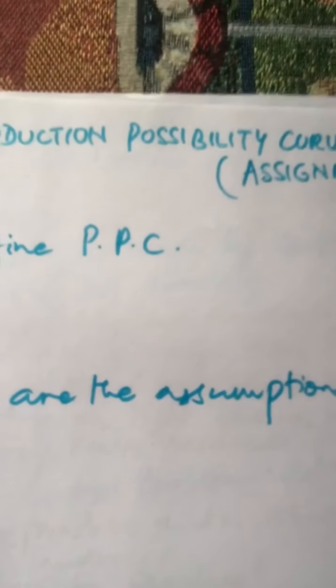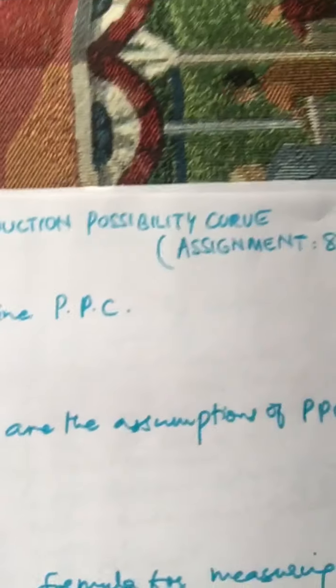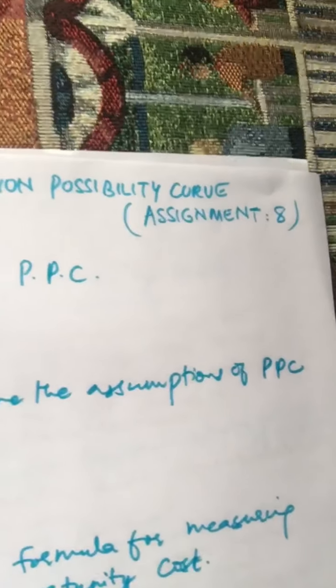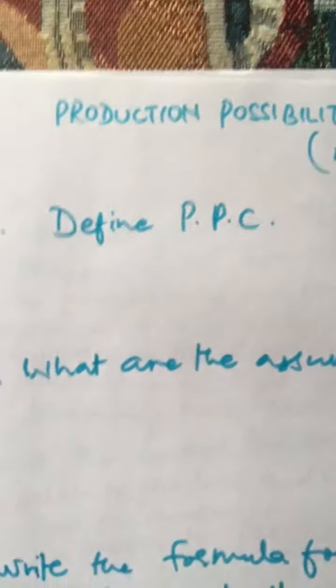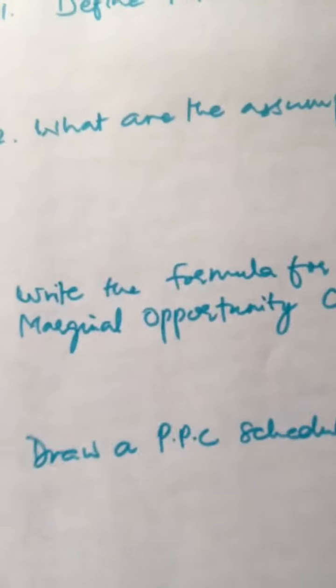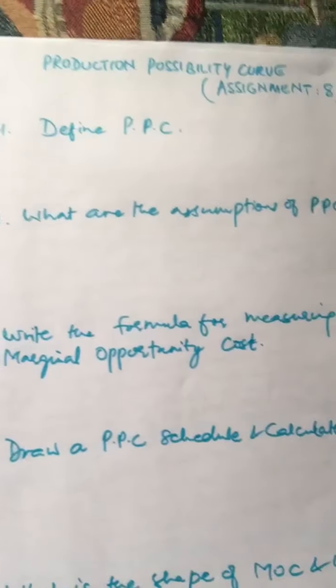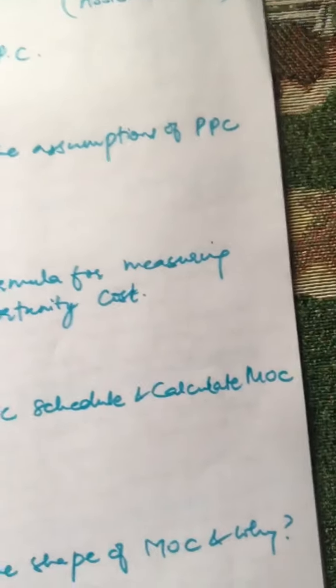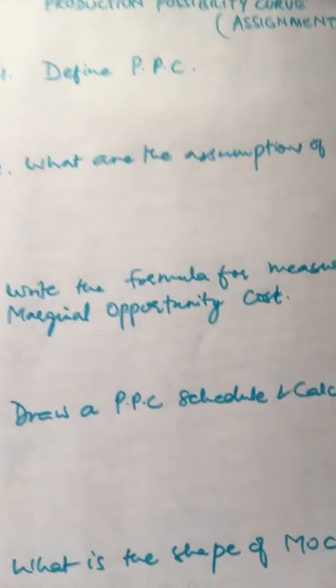Here it is, the production possibility curve assignment number 8. The first question is define PPC. The second question is what are the assumptions of PPC. Third, write the formula for measuring the marginal opportunity cost. And the fourth is draw a PPC schedule and calculate MOC, and what is the shape of MOC and why.